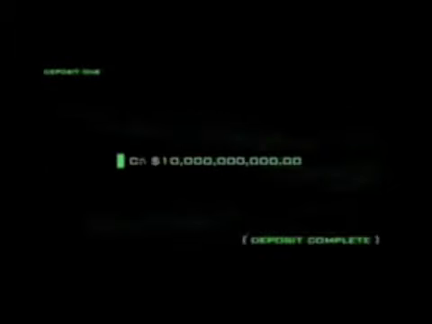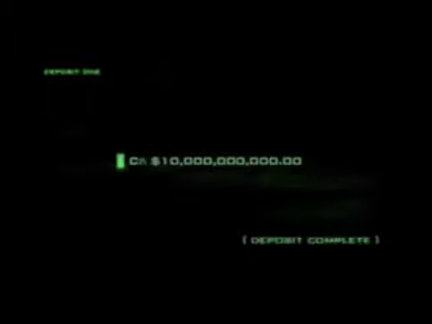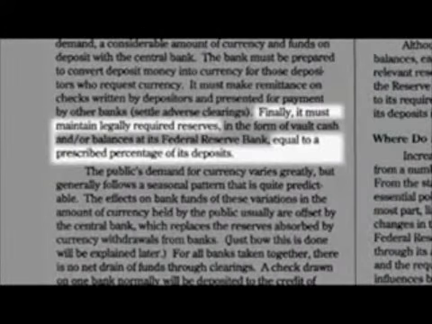So, the exchange has been made and now $10 billion sits in a commercial bank account. Here's where it gets really interesting. For, based on the fractional reserve practice, that $10 billion deposit instantly becomes part of the bank's reserves, just as all deposits do. And regarding reserve requirements, as stated in Modern Money Mechanics, a bank must maintain legally required reserves equal to a prescribed percentage of its deposits.